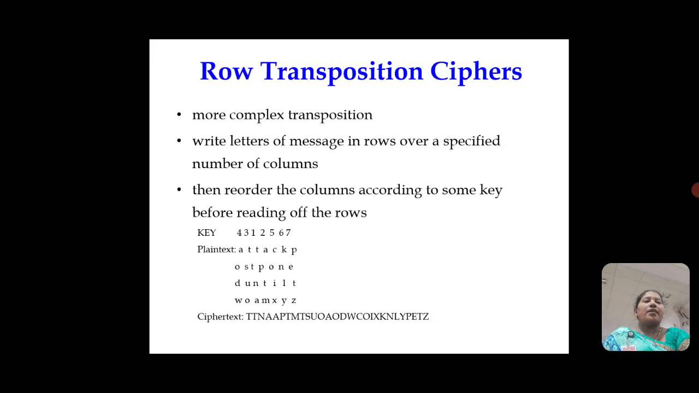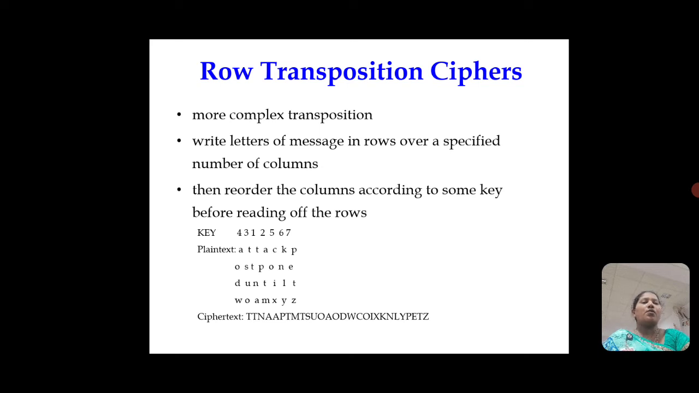So the second type is the row transposition cipher. It is somewhat more complex compared to the Rail Fence. Here what you will be doing is writing the plain text in rows with a specified number of columns. For example, the key you are going to use is 4312567. This is the key you are going to use.